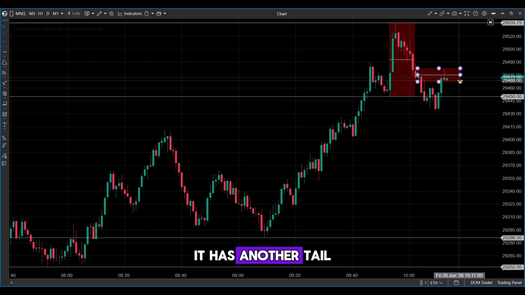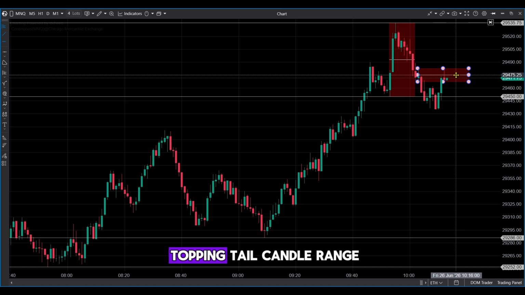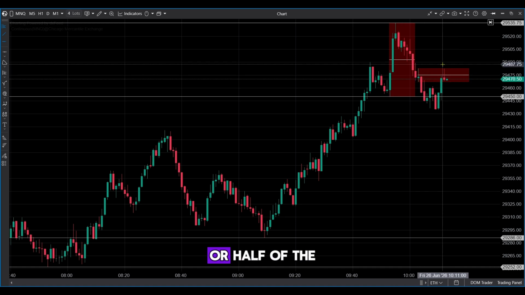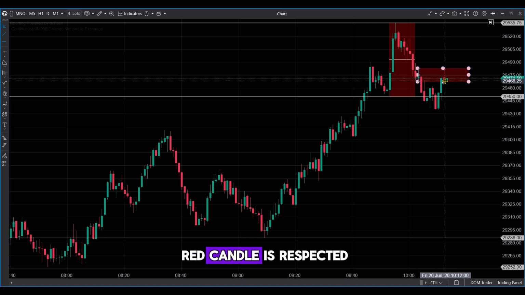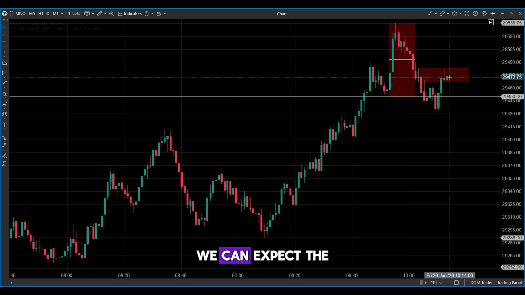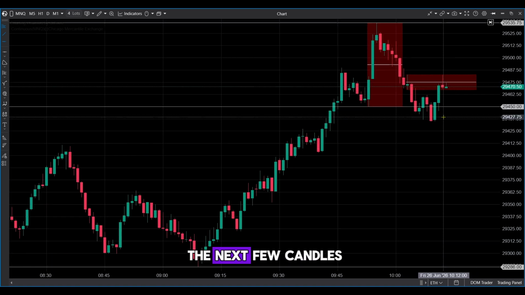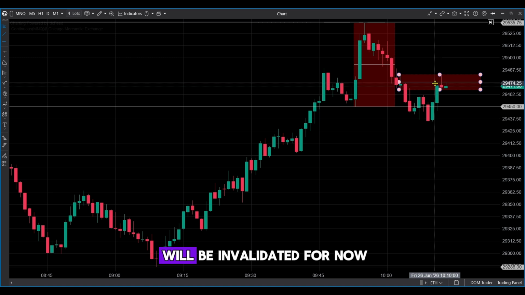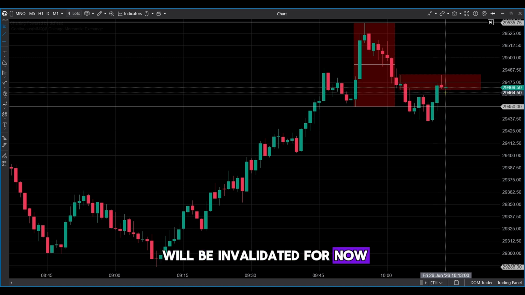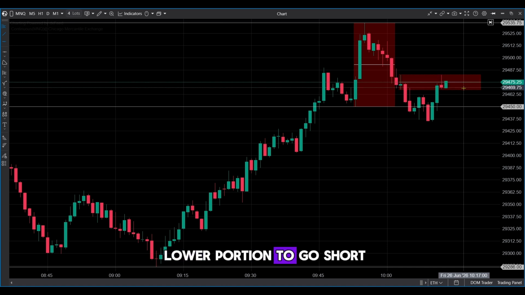It has another tail. If half of this topping tail candle range or half of the recent tail of this red candle is respected, we can expect the downtrend to continue. Therefore, we should monitor the next few candles. If it closes above it, then the bearish scenario will be invalidated for now. But if it closed below it, we can use the lower portion to go short.